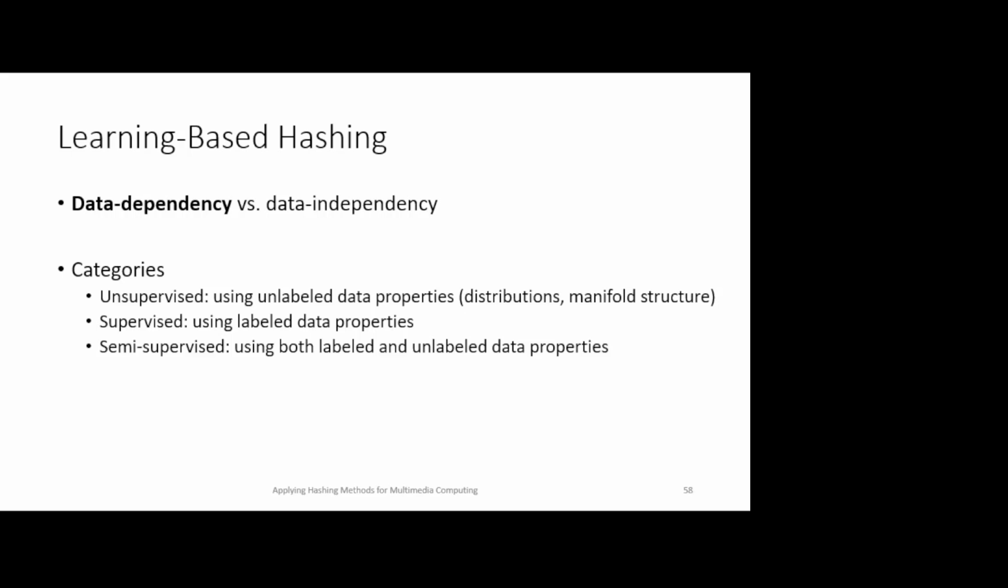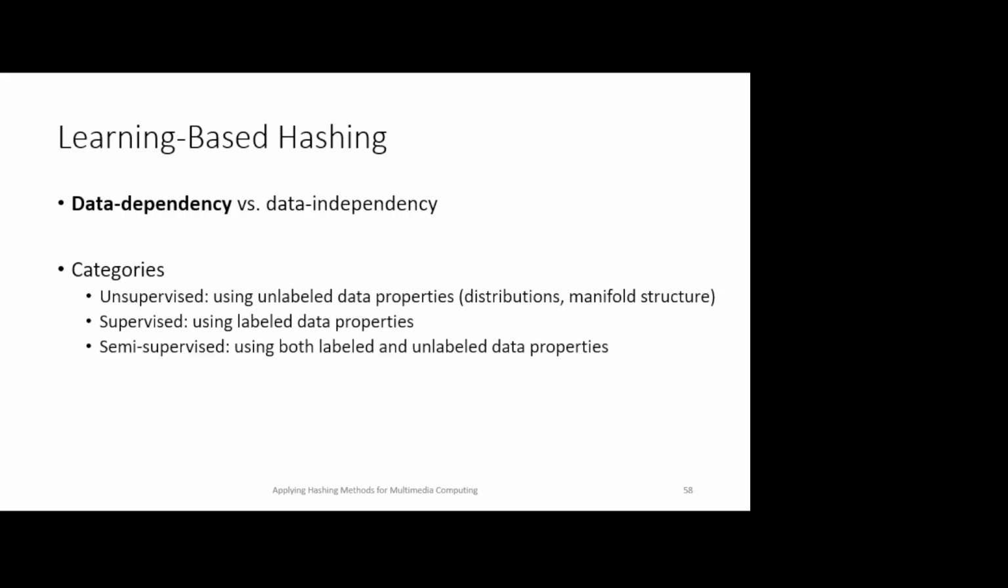Okay, so then we go to the next subtopic. We talk about learning-based hashing. Learning-based hashing means we have to consider the data dependence. Before, if we used random projection or random computation, we didn't consider the data distribution, so it belongs to data independence.